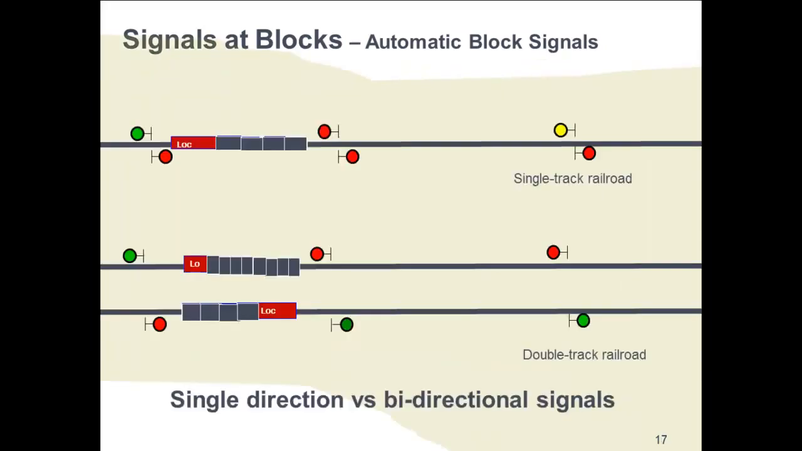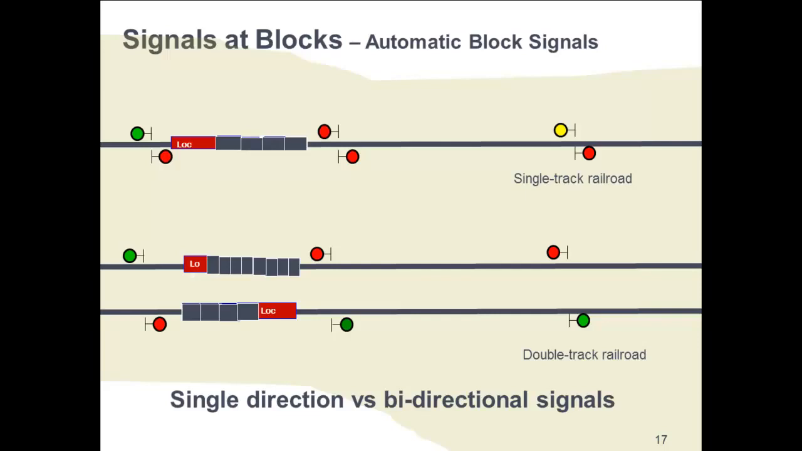So let's talk about the merits of single and bidirectional signals. Single track railroads have always had bidirectional signals to safely provide for operation in either direction. With double track, triple track, or more tracks in the old days, signals would typically be installed in one direction only, as shown on the slide. Trains going the other direction would have to fall back on manual train order systems.